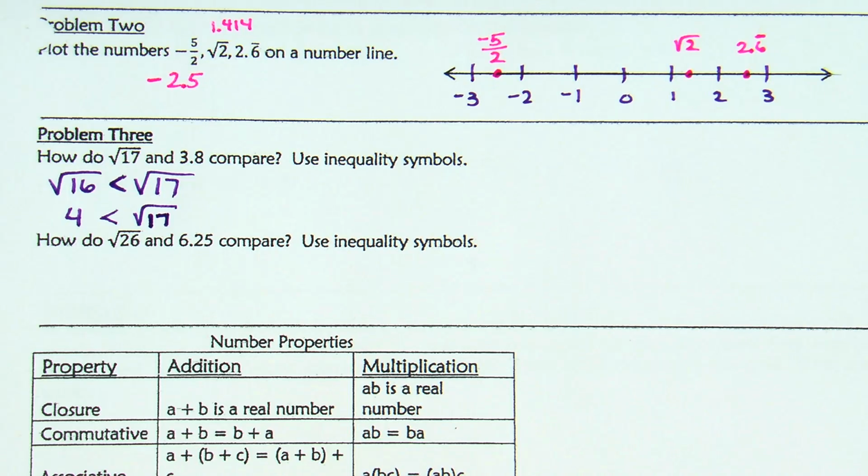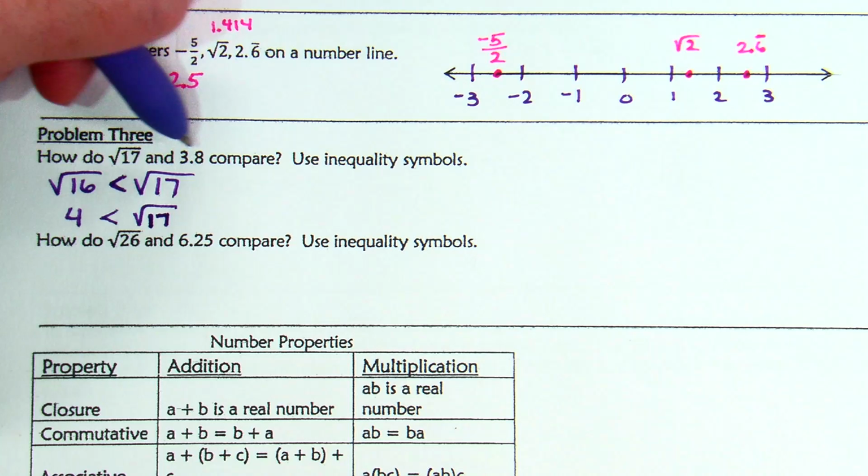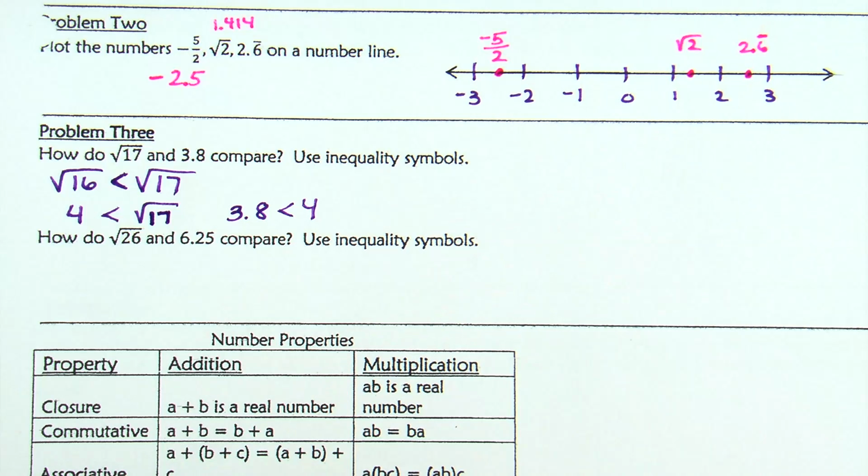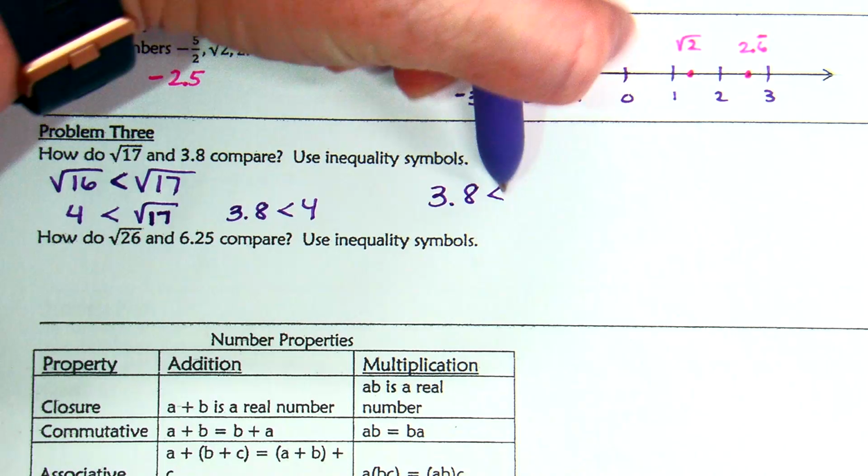Now, we're trying to compare this to 3.8. What do you know about 3.8? We know that 3.8 is smaller than 4, isn't it? So if 3.8 is smaller than 4, and the square root of 17 is bigger than 4, what can we say? You can say, and I can accept it either way, 3.8 is less than the square root of 17, or you can say the square root of 17 is greater than 3.8.